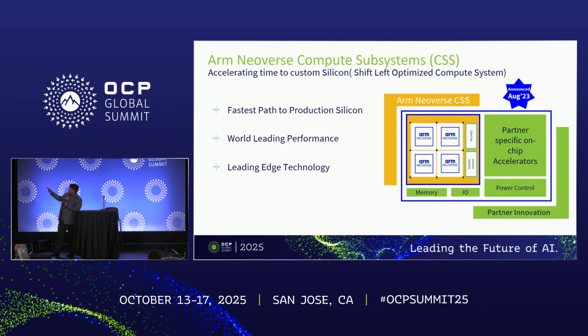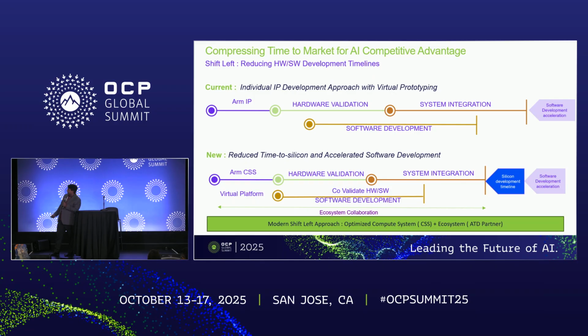Currently, we have the shift left taken care of, and this was announced at OCP August 2023, of our Arm Neoverse compute subsystem, which is by far the fastest path to production silicon. It has proven for partners that they have saved resources and also time and accelerated the time to market. It's also the world's leading performant subsystem out there, and it is built on leading edge technology. Now, this creates the shift left of the optimized compute system, but not yet the full stack that I just mentioned.